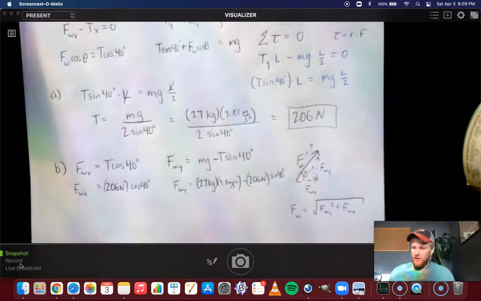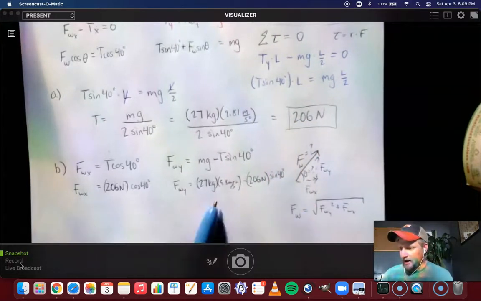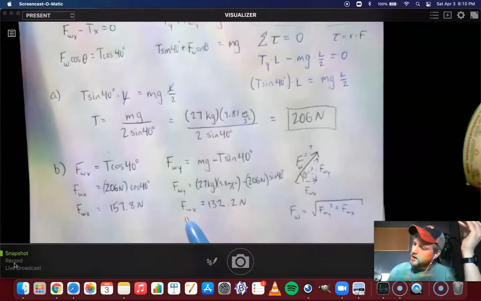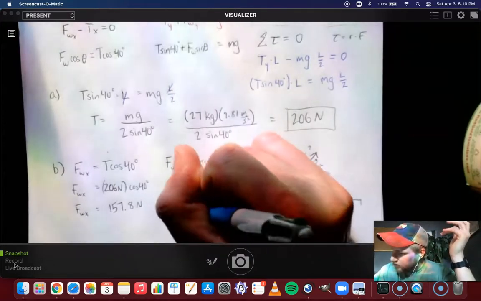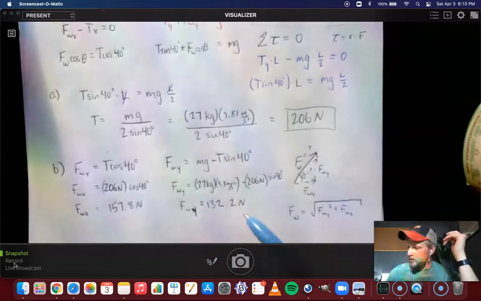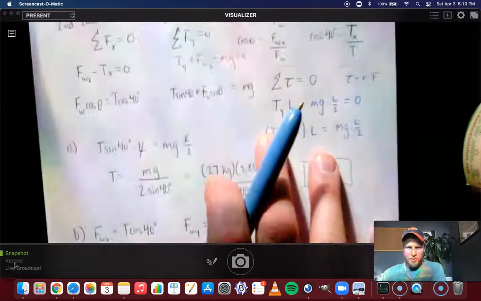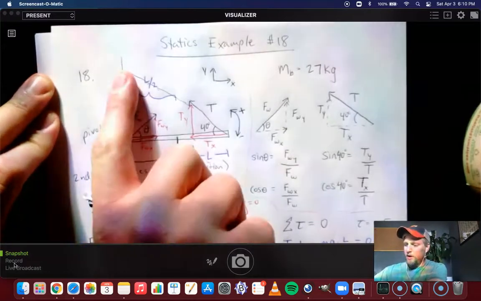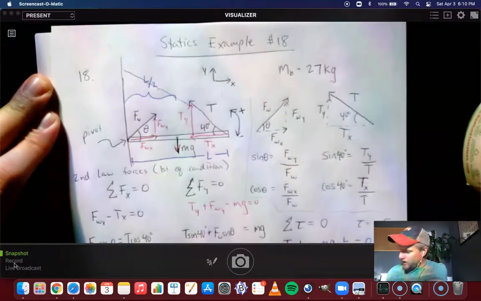So what's cool about this is we can punch all those in. In a moment, I'll have those numbers for you. So we've gotten that the horizontal wall force is 157.8 newtons. The vertical force, FWY, is 132 newtons. So back to our original picture, that's how hard the wall is pushing out and how hard the wall is pushing up in order to help keep everything in equilibrium.